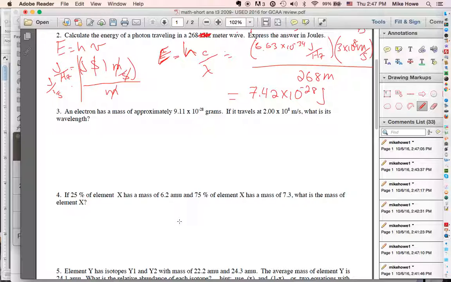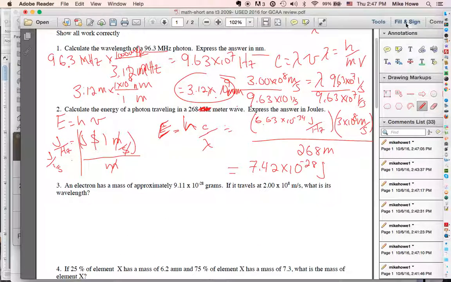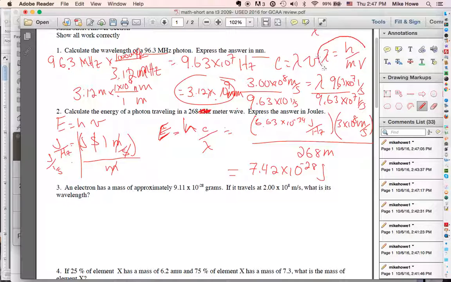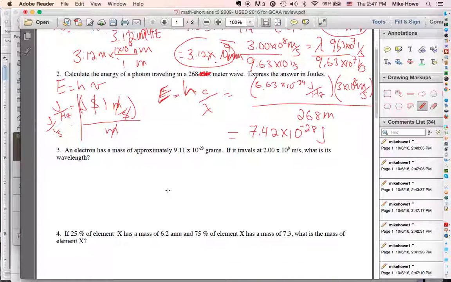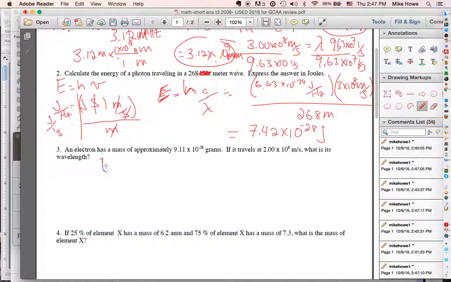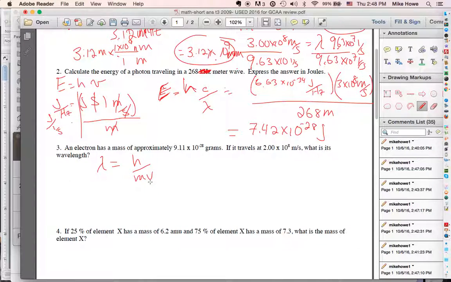You know that this is the mass question, so you're going to have to use the equation that has mass in it. That's this one up here. So we're going to do wavelength is equal to h divided by mass times velocity. Notice this is velocity, not frequency. Okay, so h is 6.63 times 10 to the negative 34th. I'm going to write joule seconds again. M is 9.11 times 10 to the negative 31st kilograms.